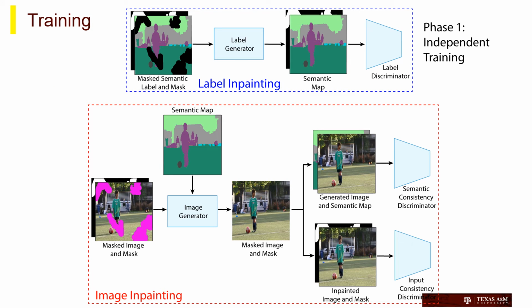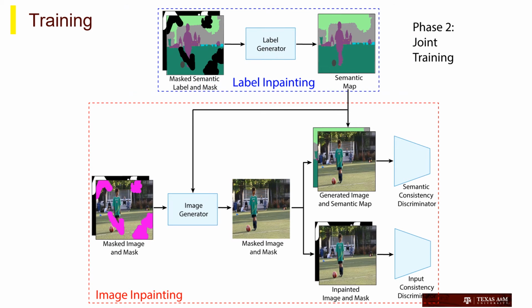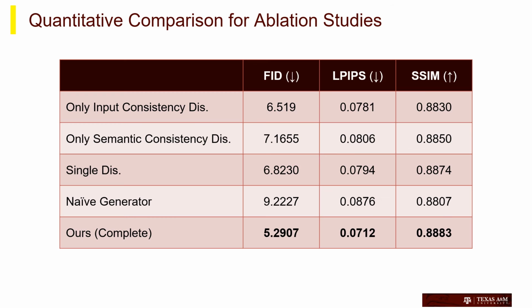We train our system in a two-phase manner. In phase 1, the label inpainting network and the image inpainting network are trained independently. In phase 2, we fuse the models and jointly train them in order to enhance the quality of the results. That finishes the description of our approach. Now we'll see some results.